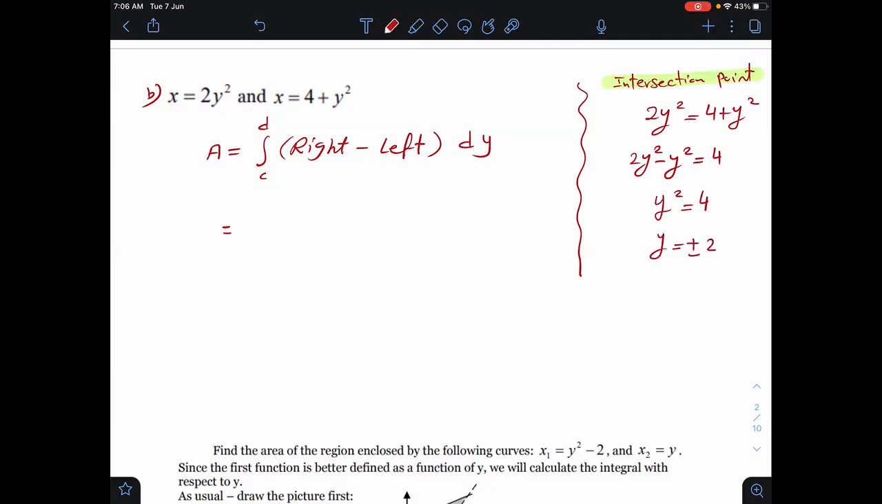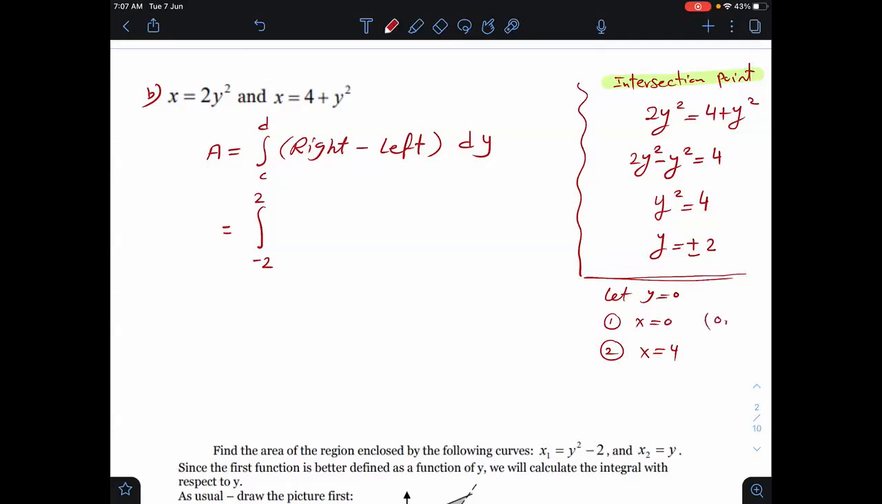Okay? The integration is with respect to y. So the limits of integration start from negative 2 and go to 2. Now, which function is to the right and which function is to the left? Without graphing, we can pick any value between negative 2 and 2 for y, like 0 or 1. So if we let y equal 0, the first function gives x equals 0. The second function gives x equals 4.